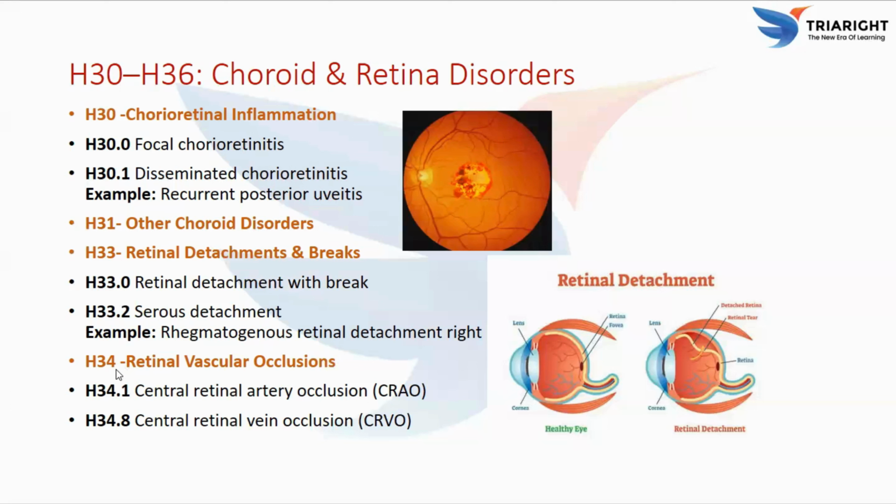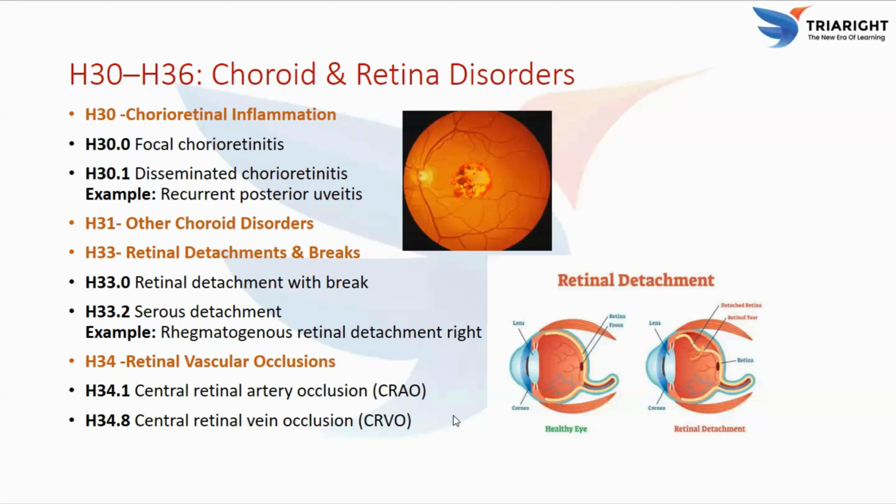So next is H34 for retinal vascular occlusion. There are two types: central retinal artery occlusion, CRAO, and central retinal vein occlusion, CRVO. These disorders occur whenever the blood flow to the retina is blocked. In CRAO, the central artery supplying the retina gets blocked, usually by an embolus. This results in sudden, painless, severe vision loss, often described as a stroke of the eye. In this, the retina appears pale with a cherry red spot on the exam. So this is an emergency condition.